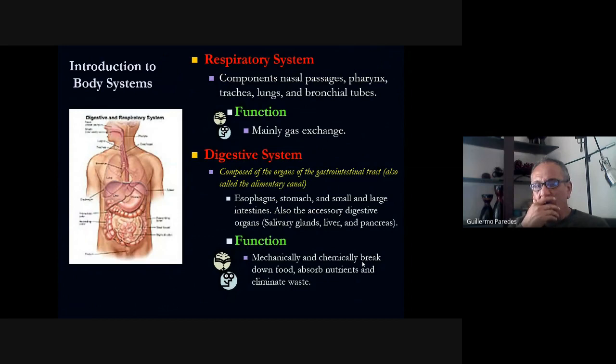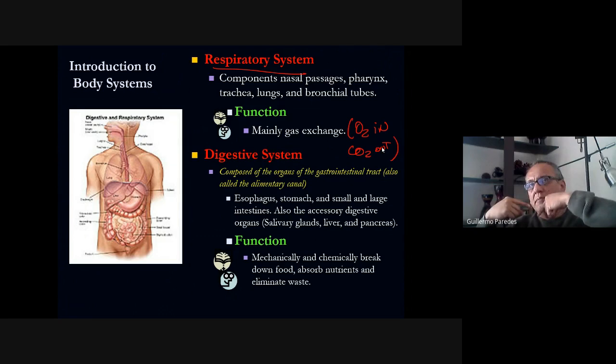Respiratory system. We will see that its main function is gas exchange. Just remember that: gas exchange. What is the main function of the respiratory system? Gas exchange. That means oxygen in, carbon dioxide out. When you breathe in, it is actually oxygen, right? And when you breathe out, you are eliminating carbon dioxide. So this exchange, oxygen in and carbon dioxide out, is the main function of the respiratory system. It's called gas exchange.